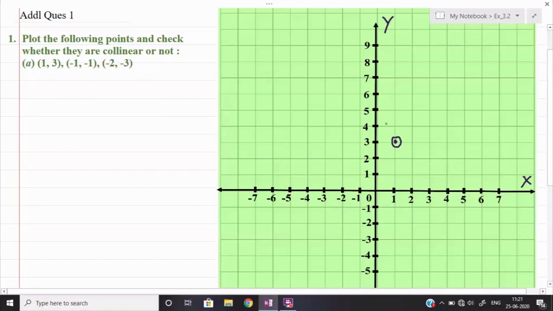This is the point (1, 3). It is better that you form the habit of writing down the coordinate along with the points, because sometimes we do not know which point I have formed here and what its coordinate is. So write down the coordinate along with the point. Now similarly, (-1, -1).